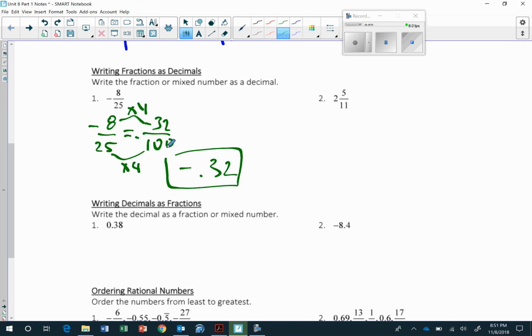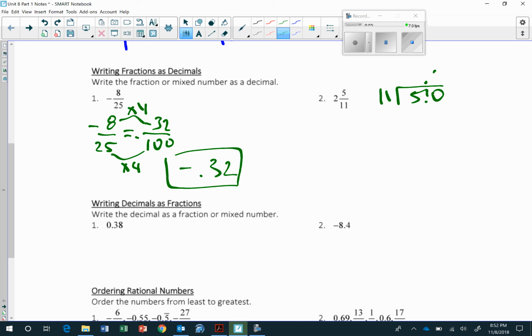For number 2, I have 2 and 5/11ths. To turn this into a decimal, I can't make it a fraction over 100 first because 11 doesn't go into 100. So what I'm going to have to do is division. I'm actually going to have to do 5 divided by 11. So that'd be 11 going into 5. 11 can't go into 5, so I need to put a decimal there and add a 0.